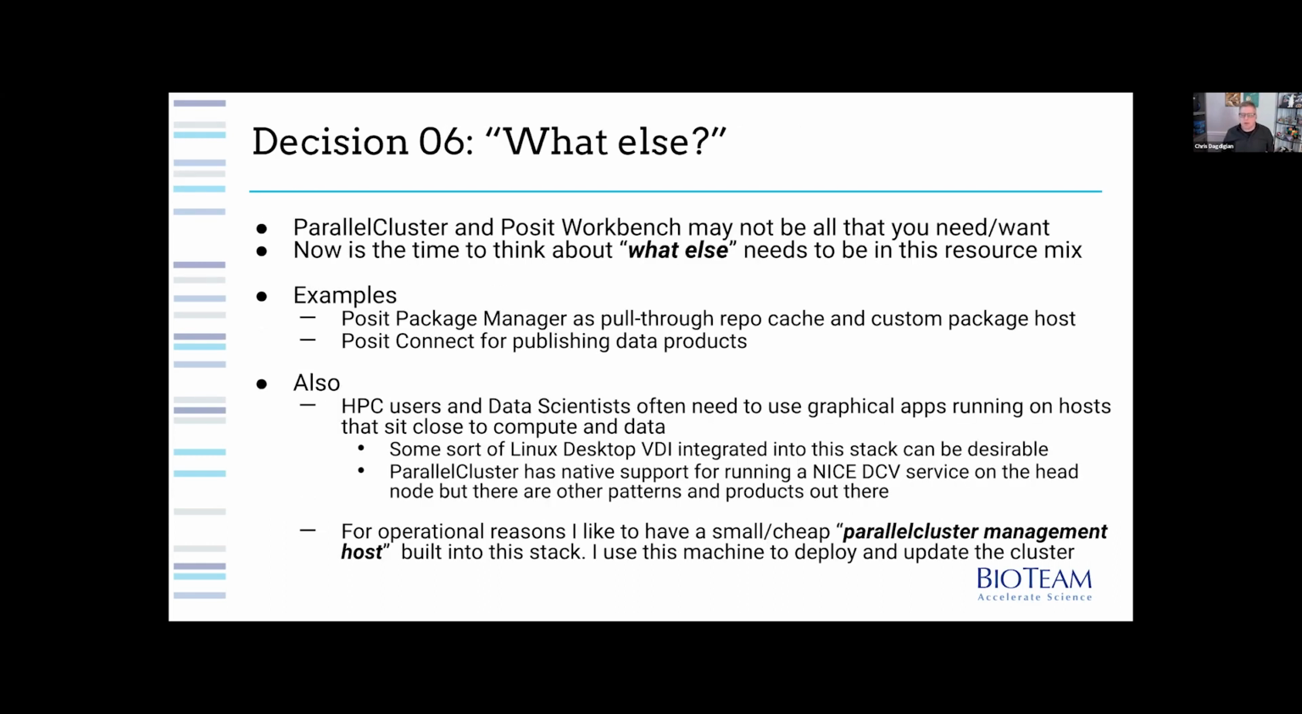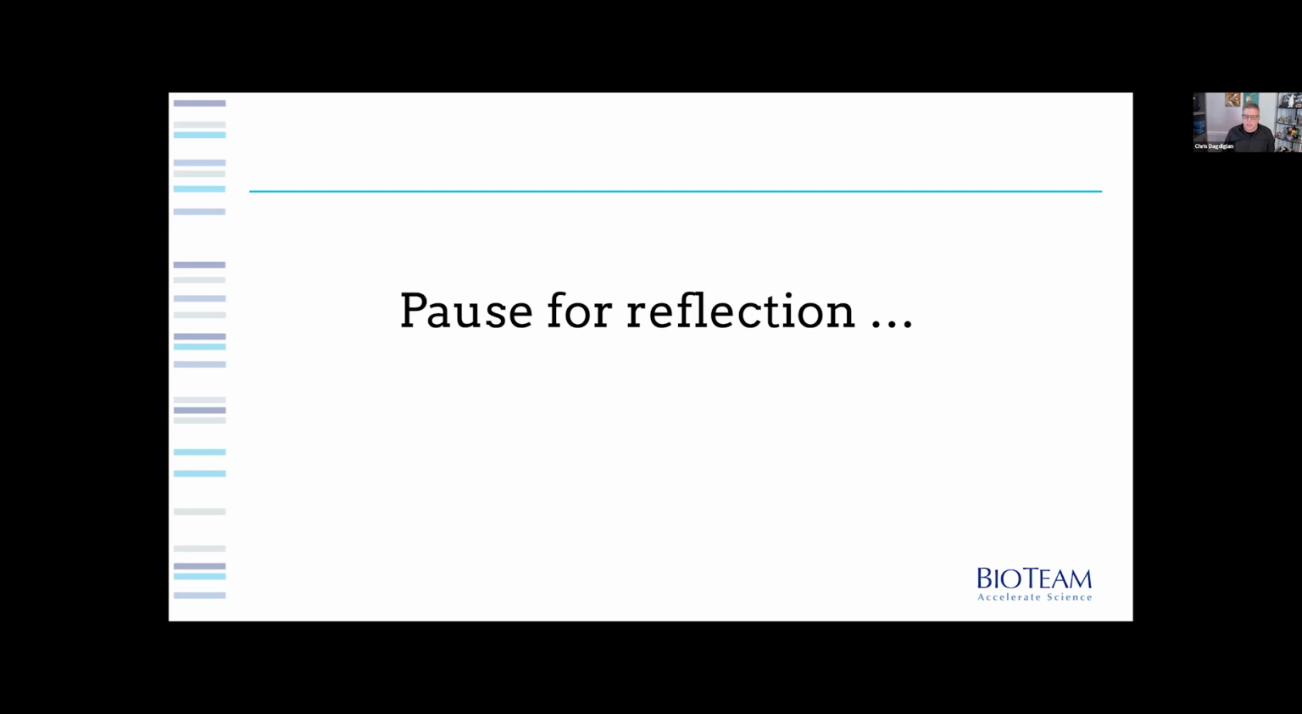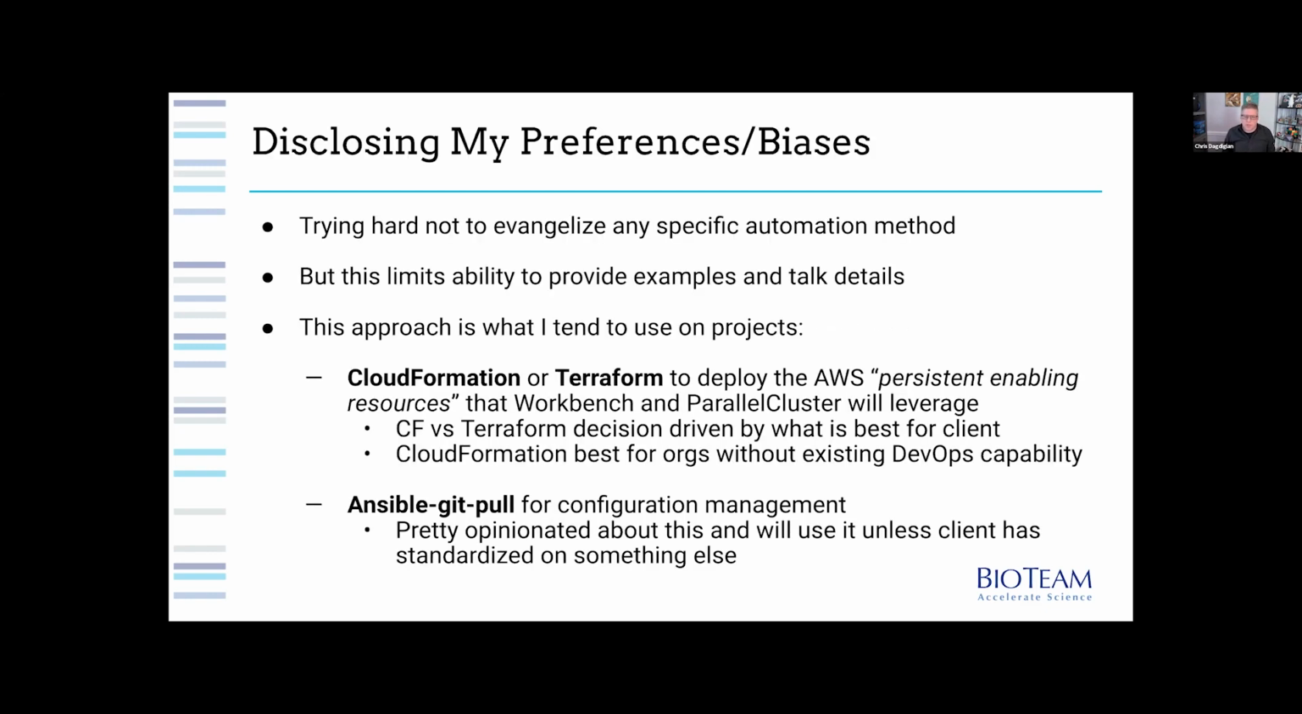The final thing you have to think about is what else. And the what else for me is what else do you want to have in this environment besides ParallelCluster and besides RStudio Workbench or Posit Workbench. For me, that's VDI. For me, I like to have a cheap D2 microserver that I'm using as a ParallelCluster deployment or management tool. So when you're planning, just think about what other things you might want to graft into this environment. And so that's basically it on the sort of decisions and things you want to think about.